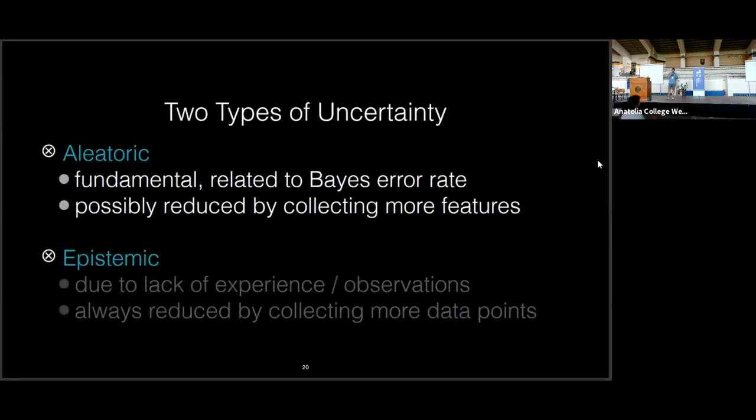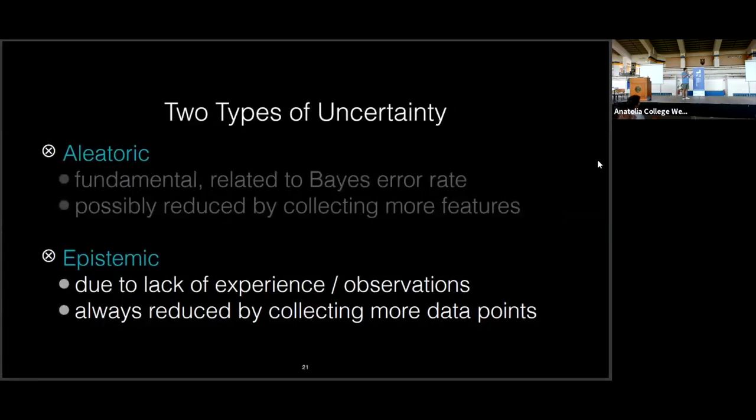Okay, so that was fundamental uncertainty. The next is called epistemic. And epistemic is a bit easier to deal with because it's just due to lack of experience or lack of observations. And this is, I think, the more intuitive definition of uncertainty. If you ask me how to play the piano, I've never played the piano before, so I have a lot of uncertainty about how to play the piano. But I can easily reduce that uncertainty by practicing. This is what this type of uncertainty is. If you collect more data, this uncertainty will go down.